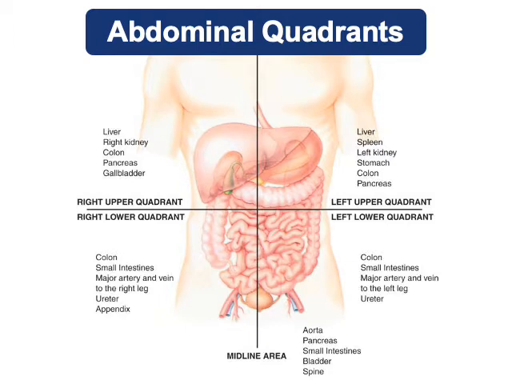So in the upper right quadrant, the predominant organ there is going to be the liver. The liver is a solid organ. It's full of blood. It filters blood. That's its purpose. And it also creates bile for digestion. Now, if the liver is damaged by blunt or penetrating trauma, a gunshot wound or a car accident, the liver can bleed profusely and cause the person to go into shock.